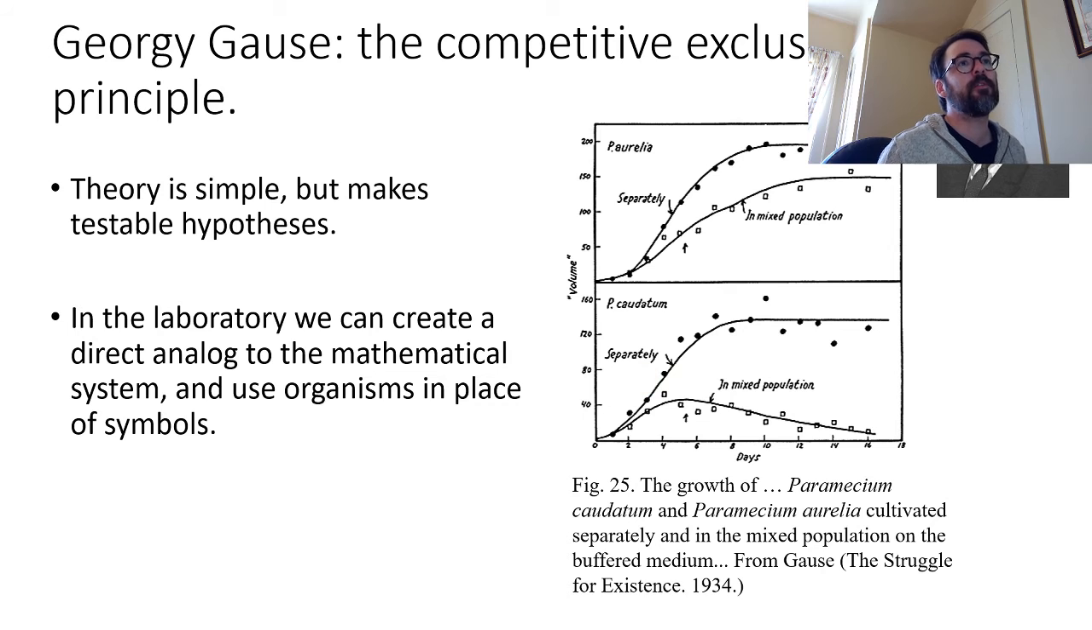And so there's the old dude, Georgy Gause, in the 1930s, who actually tested this. It's a really simple theory, but it makes testable hypotheses. And so in the laboratory, he created models using Paramecium species, where he either grew them separately in these black lines. And you can see that they grew logistically, so the cells divided in test tubes over time. And then he put them into mixed populations, and what he saw was that Paramecium aurelia was actually able to drive Paramecium caudatum extinct by basically consuming resources.